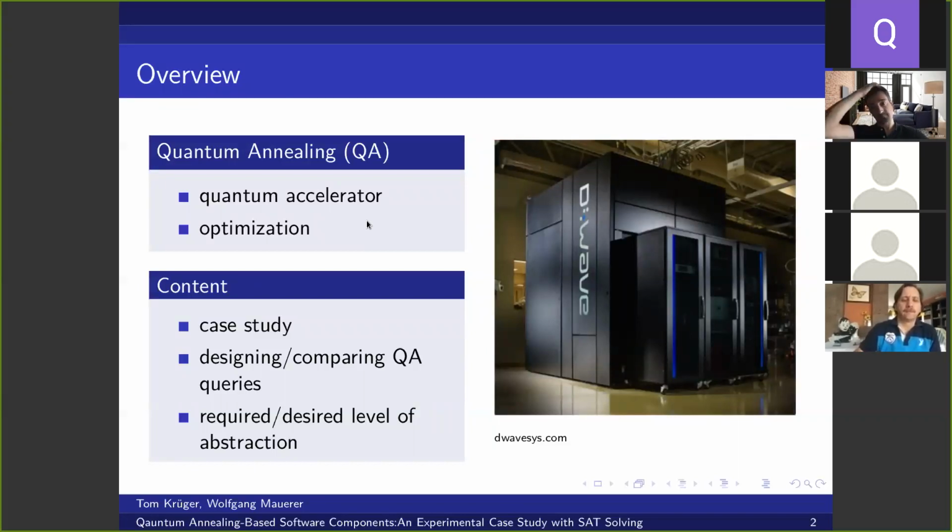And I will note here that the quantum annealing by D-Wave is quite controversial, but from an interface point of view, it's not that important, the physical controversy about it. About the content of the talk, we did a case study highlighting some important pitfalls in the process of designing and comparing quantum annealing queries, and also highlighted maybe a difference between required and desired levels of abstraction.